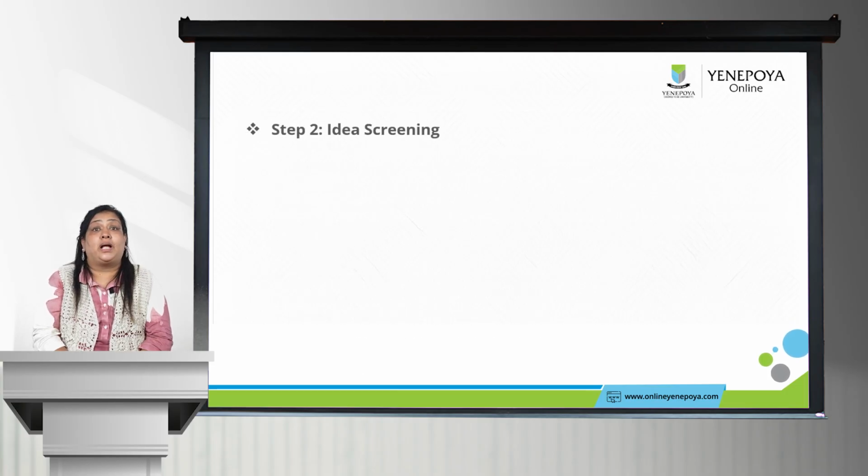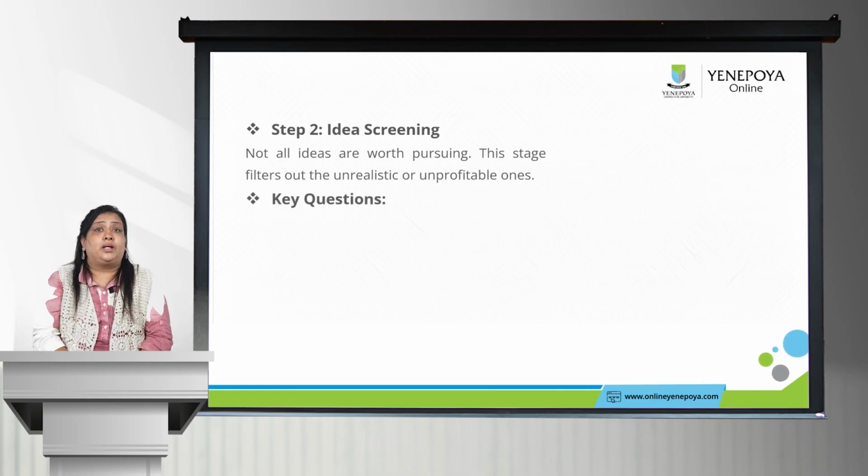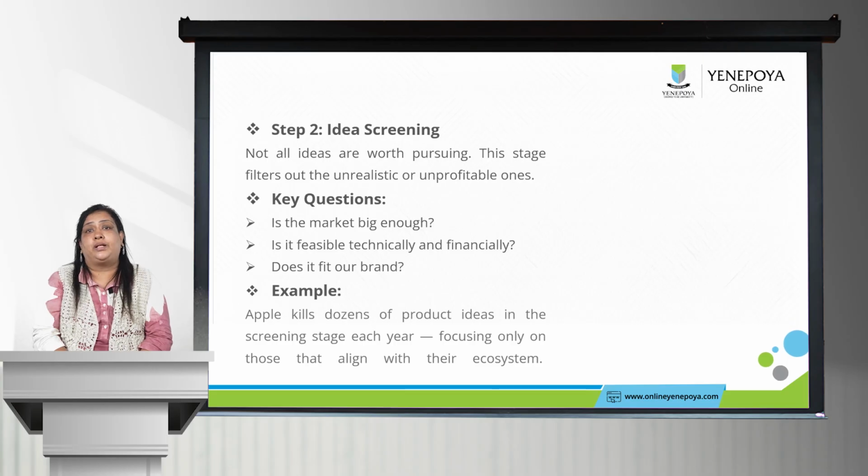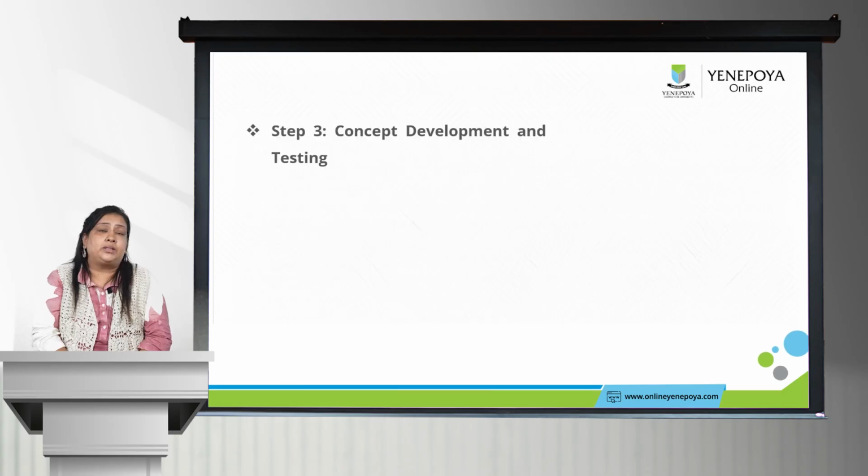And step two is idea screening. Not all ideas are worth pursuing. This stage filters out the unrealistic or unprofitable ones. The key questions: Is the market big enough? Is it feasible technically and financially? Does it fit our brand? The example is Apple, which kills dozens of product ideas in the screening stage each year, focusing only on those that align with their ecosystem.